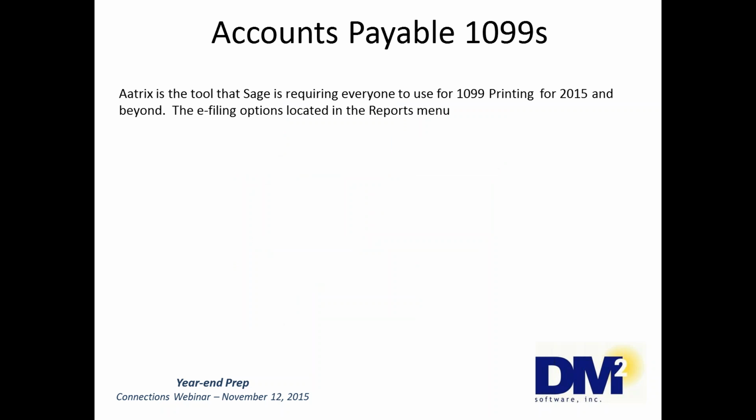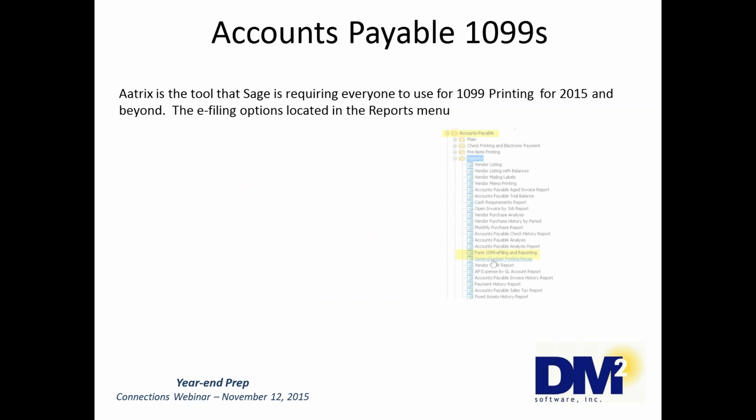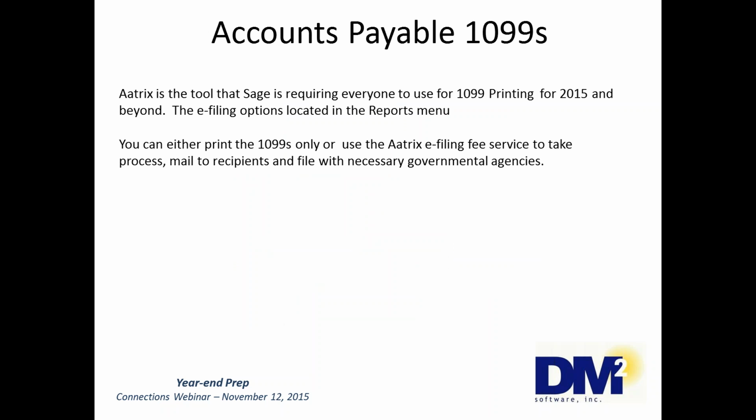Atrix is also used for your 1099 reporting. So if you notice on AP, it's a little bit different. You've got 1099 e-filing and reporting. So you have to use that for 1099 if you are doing 1099 reporting. So you can print your 1099s using Atrix, or just like with payroll, you can use the e-filing service.